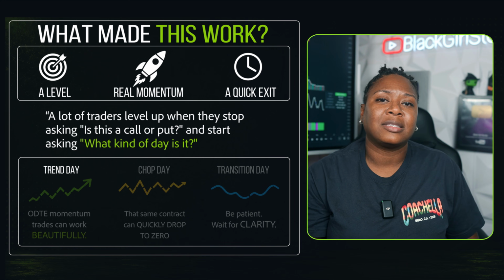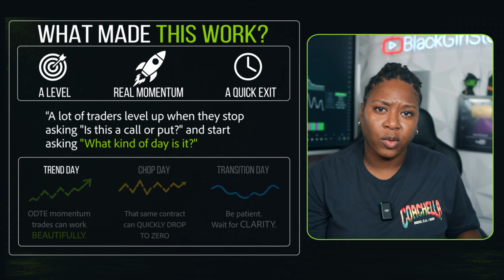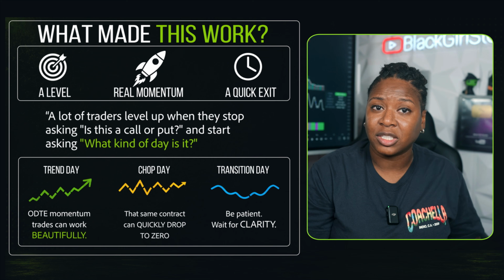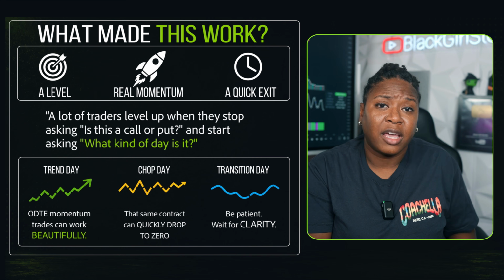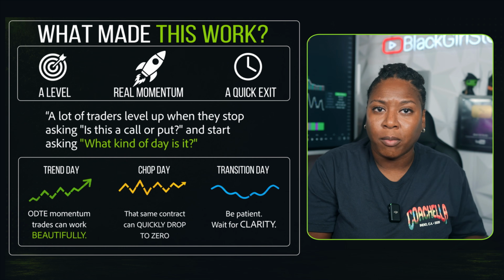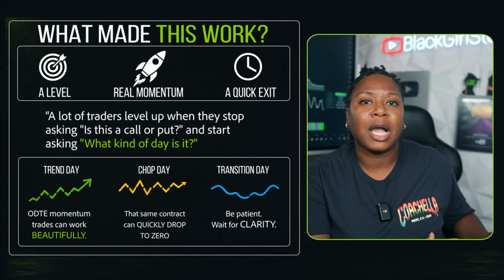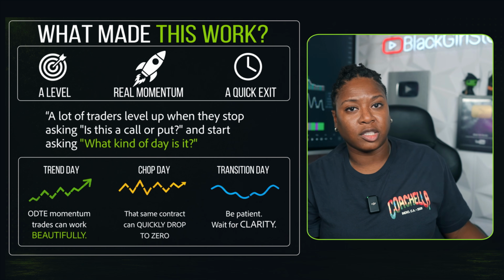And this is where a lot of people level up. So they stop asking, is this a call or a put situation? And they want to know and pinpoint what type of day it actually is. Is this a trending day? If so, then zero DTE momentum trades can work beautifully. If it's a choppy day, then that same contract will literally expire worthless by 1 o'clock.